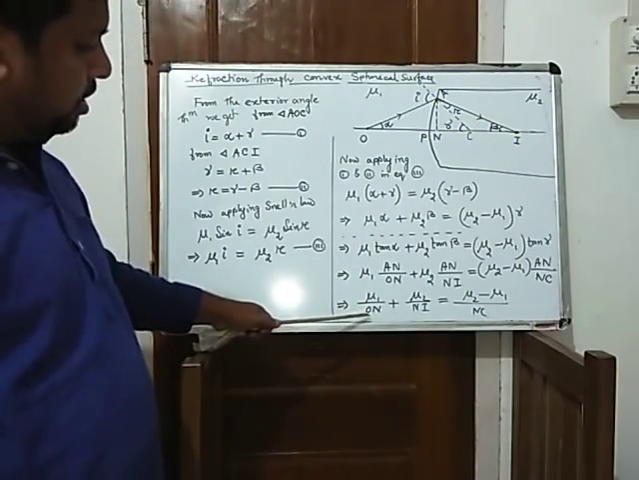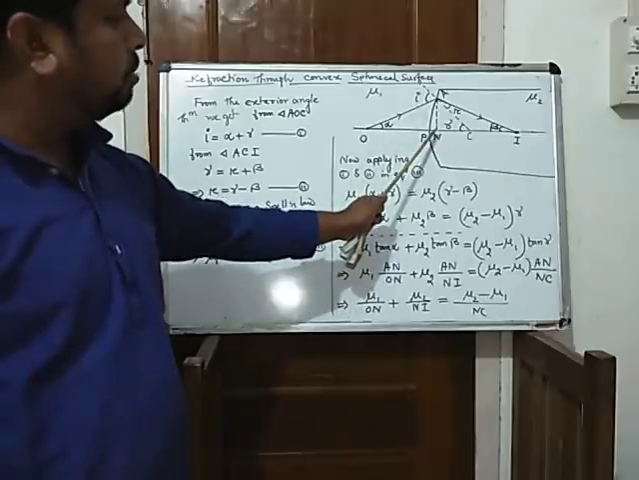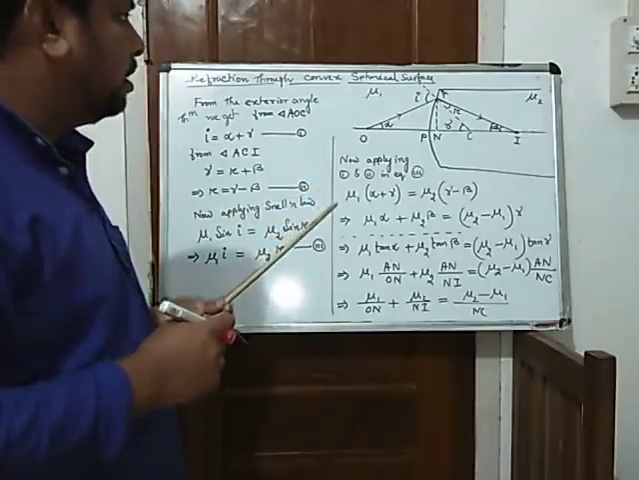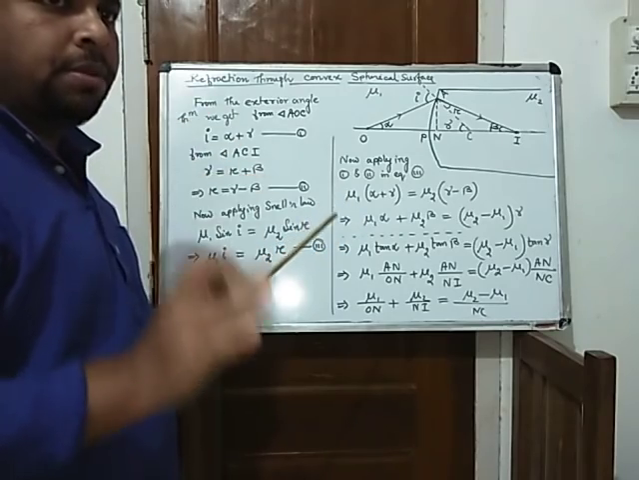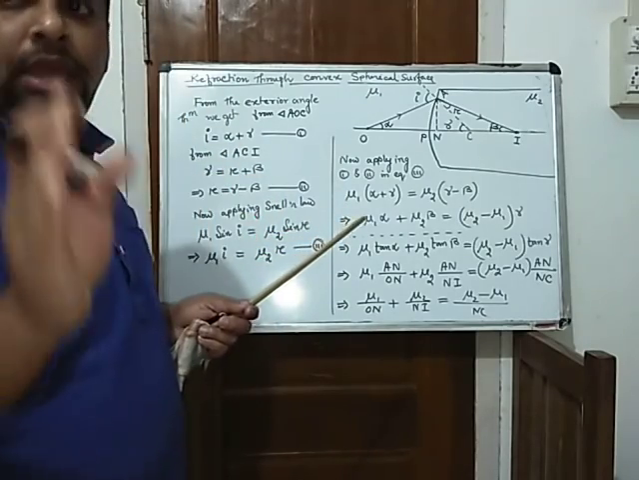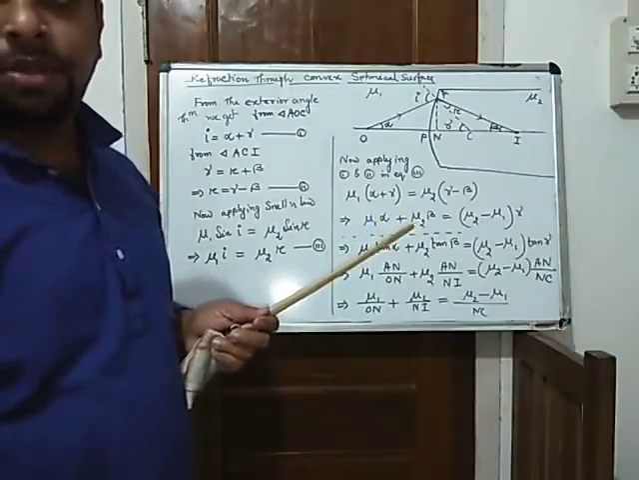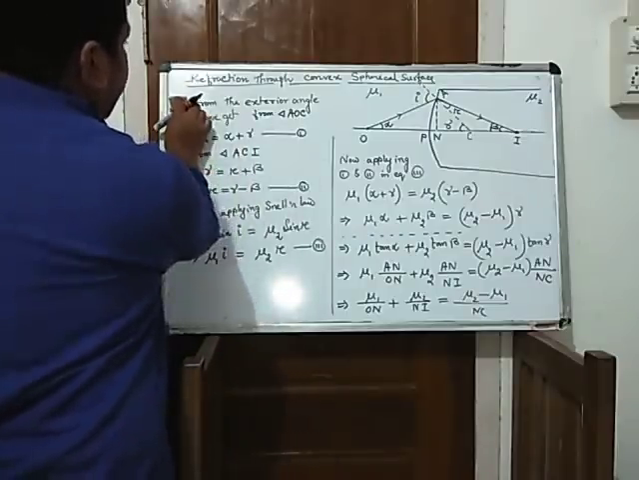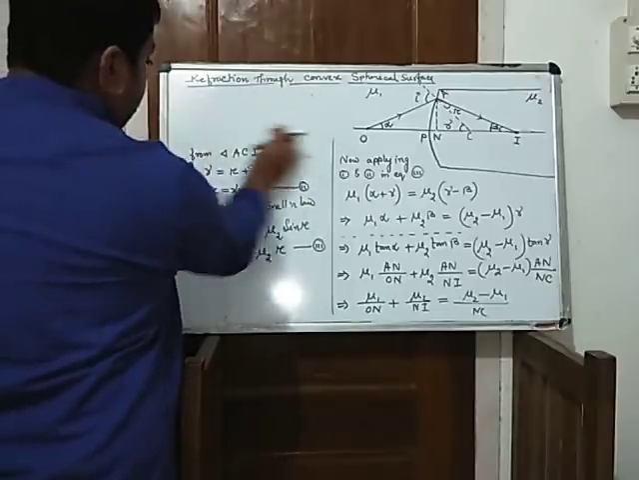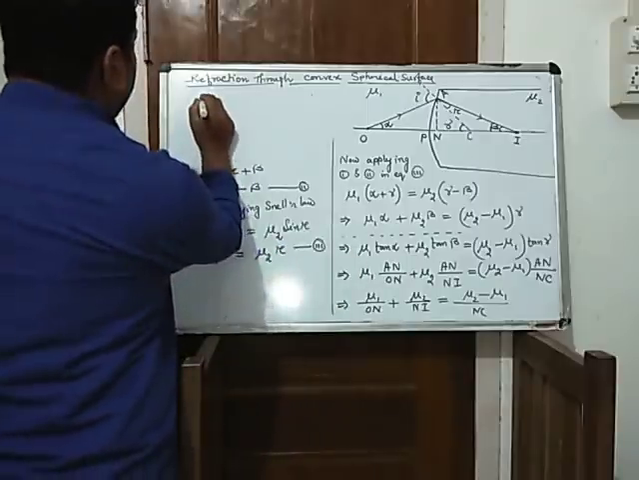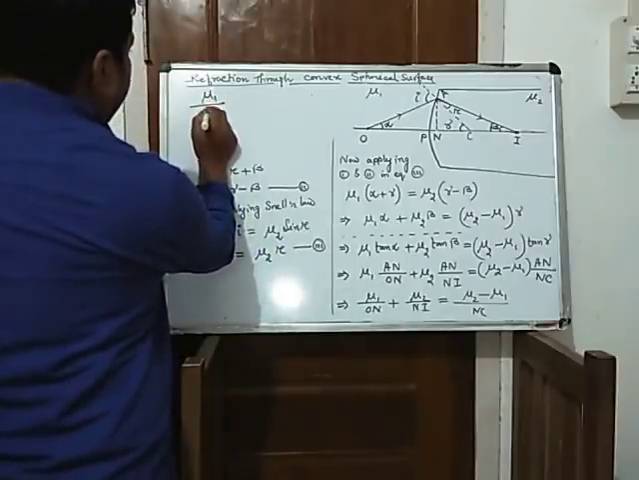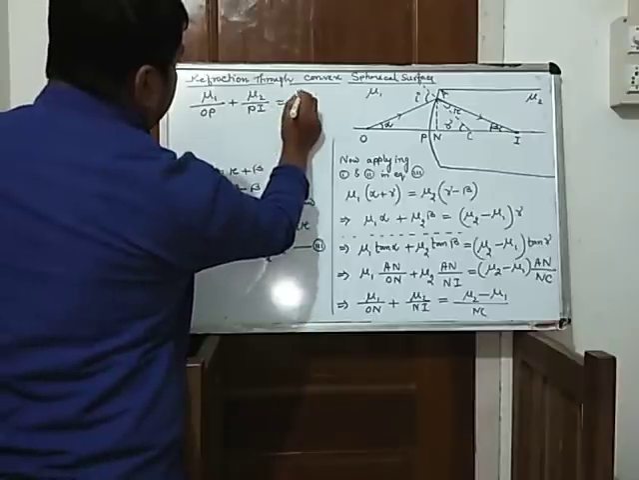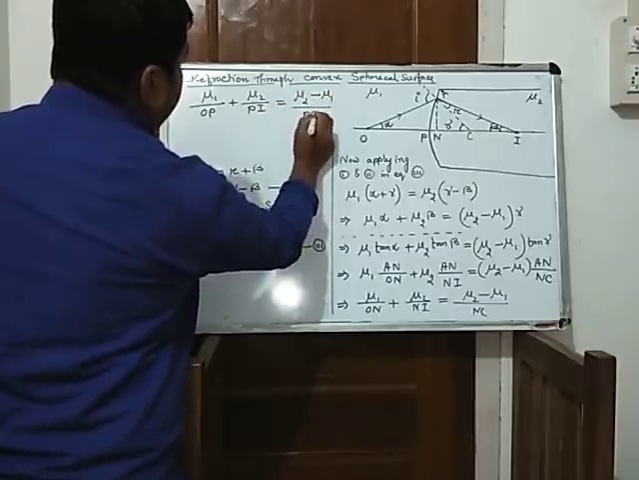ON equals OP, that means N and P are the same, since the distance between N and P is negligible. Write this: the distance between N and P is negligible. Therefore, mu 1 by OP plus mu 2 by PI equals (mu 2 minus mu 1) by PC.